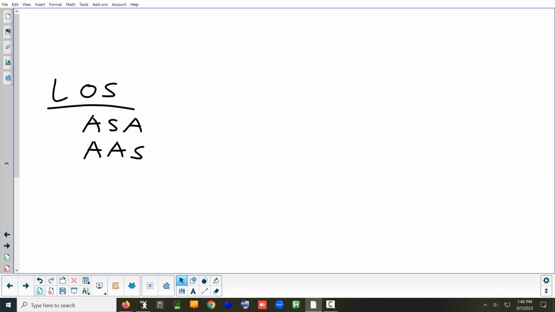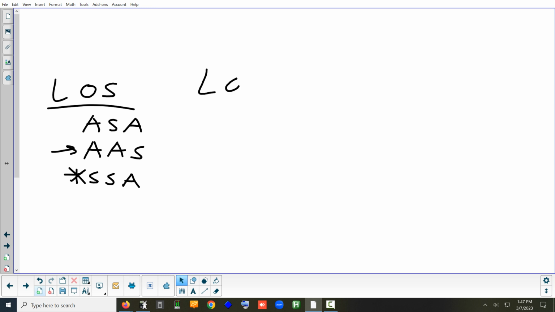And what's the third case? Yep. Side angle angle. Oh, no, yeah, it's angle side side. Yes, but I'm not going to write it that way. I'm going to write it that way. So, side side angle. And this is the case where you have to check for 0, 1, or 2 solutions.